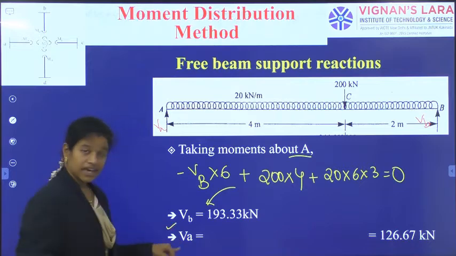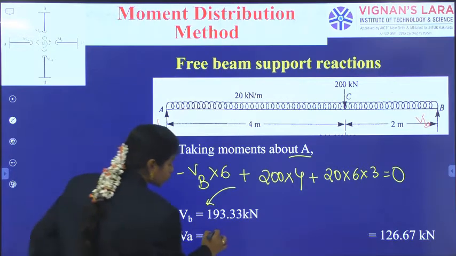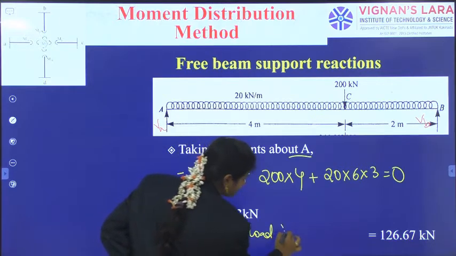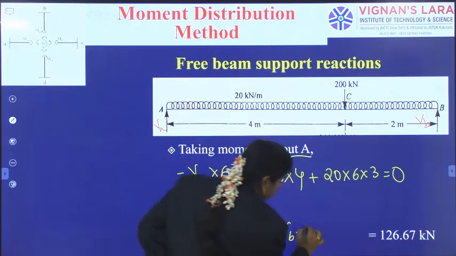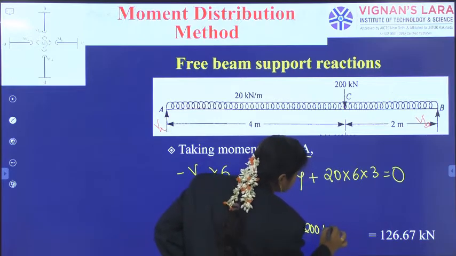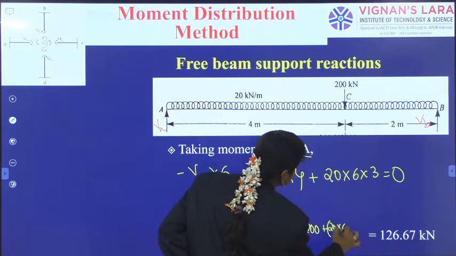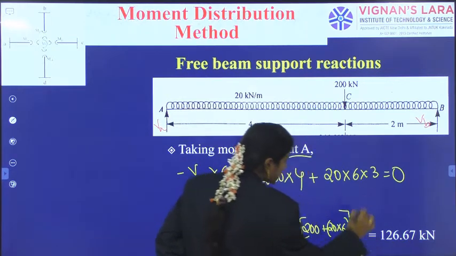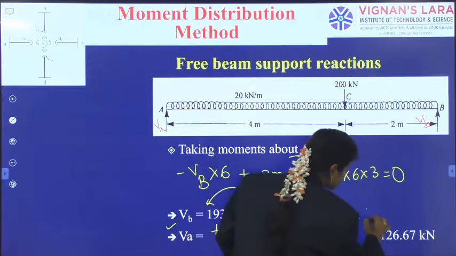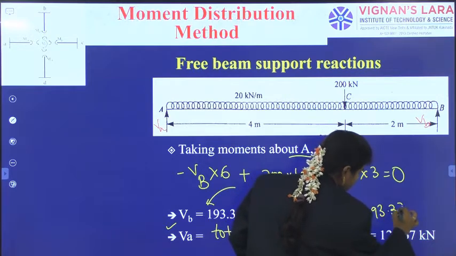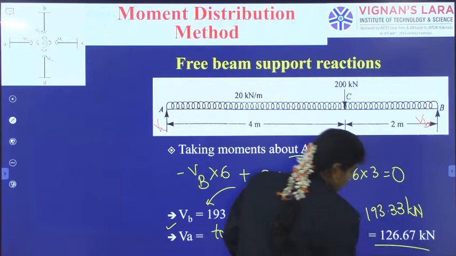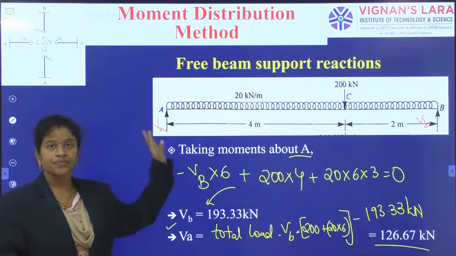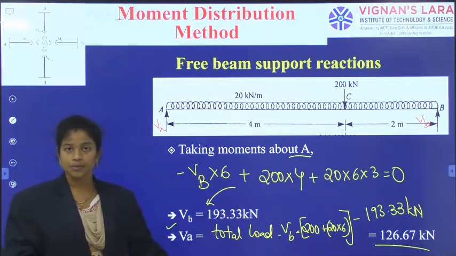And then VA is equal to total load minus VB, which is equal to 200 plus 20 into 6, which is the total downward load, minus how much VB? 193.33. And we have got the VA answer as 126.67. So for the free beam, I have calculated the support reactions.